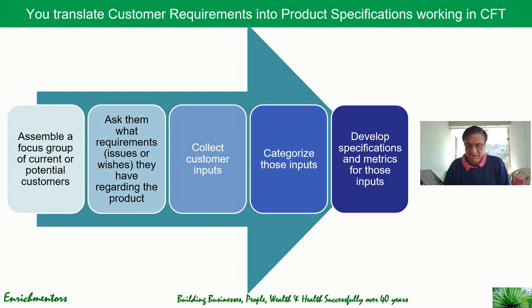Once you collect the customer inputs, you categorize those inputs, and what that categorization means will also be illustrated as we go forward. The last piece of this whole process is to develop specifications and metrics for those inputs. So the categorized customer inputs you will turn into product specifications and metrics that should be built into the product you're aiming to develop, so that you can satisfy those customer requirements. So let's take a look at each of these steps.